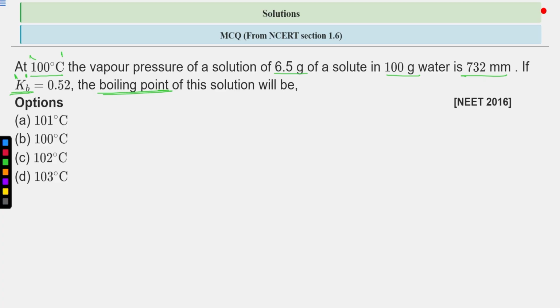This question was in the NEET examination in 2016, and the four options given are 101 degrees Celsius, 100 degrees Celsius, 102 degrees Celsius, or 103 degrees Celsius. So you have some time, go through it, try to solve it, and then we will see what the correct answer for this question is.